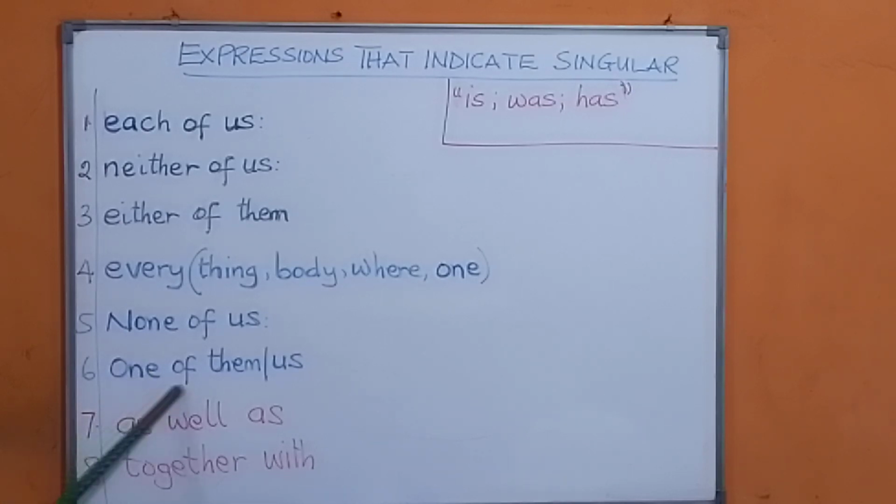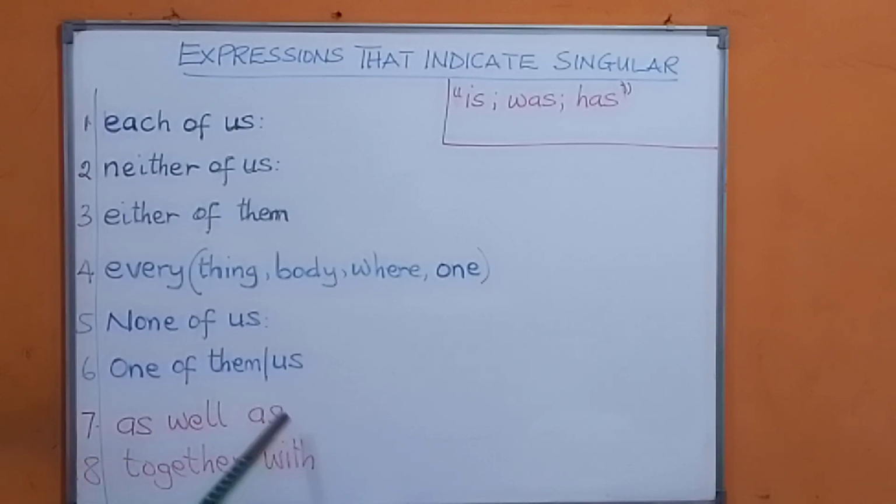Look at number 6. One of them or one of us. One of the boys is making history in the US as an engineer. One of the boys is going to run. One of the boys has the answer to that. One of the boys was sent home. You see that I'm using a singular verb in that particular expression.